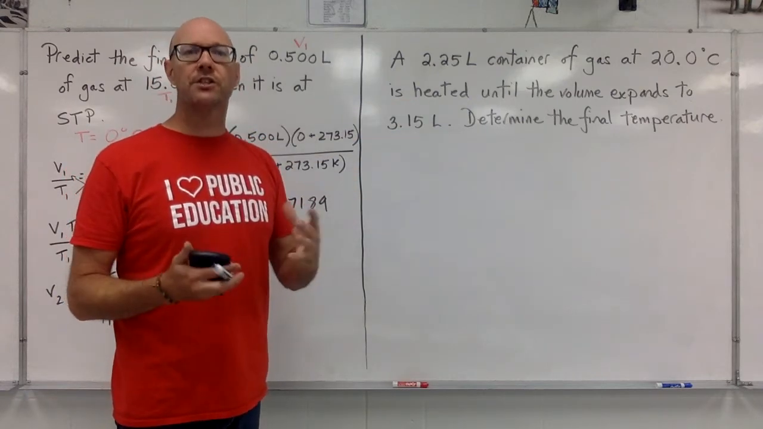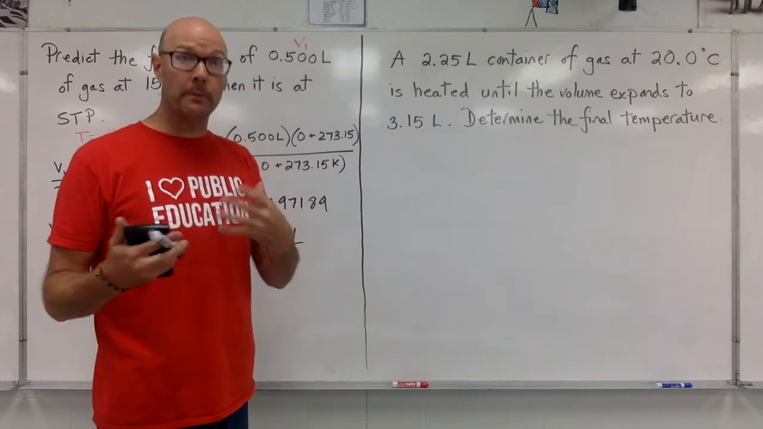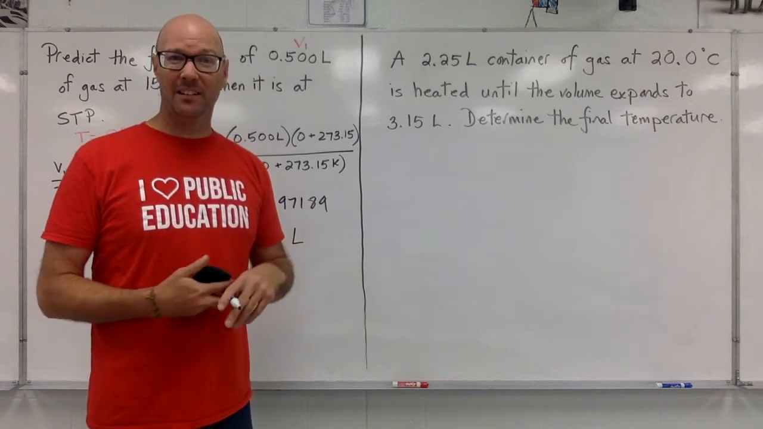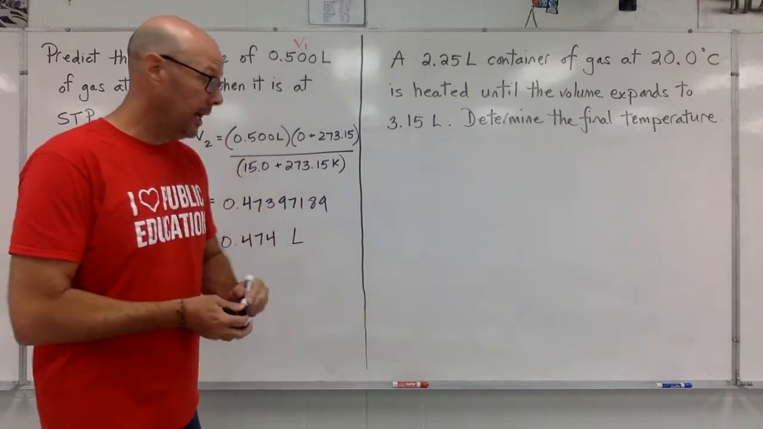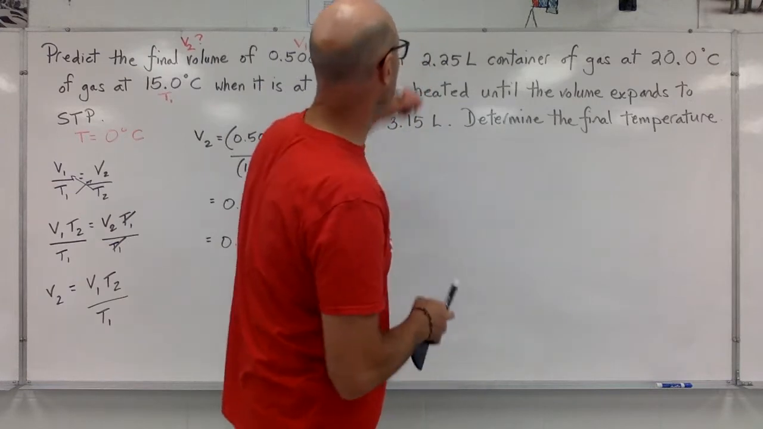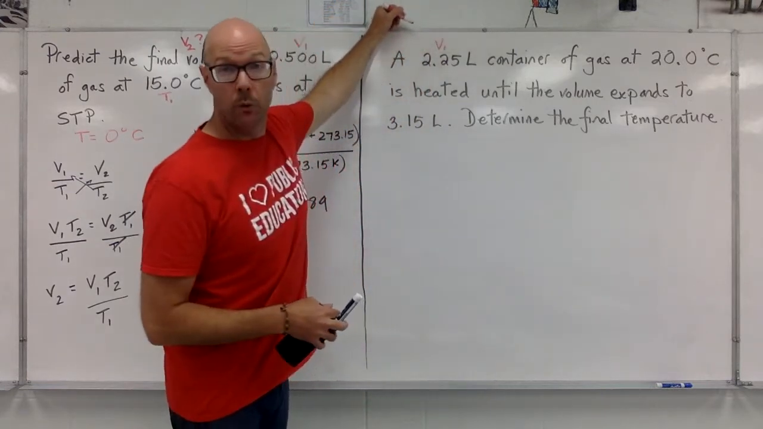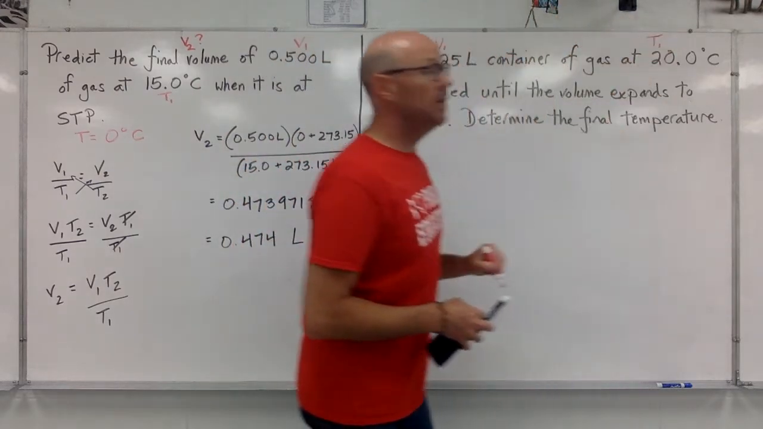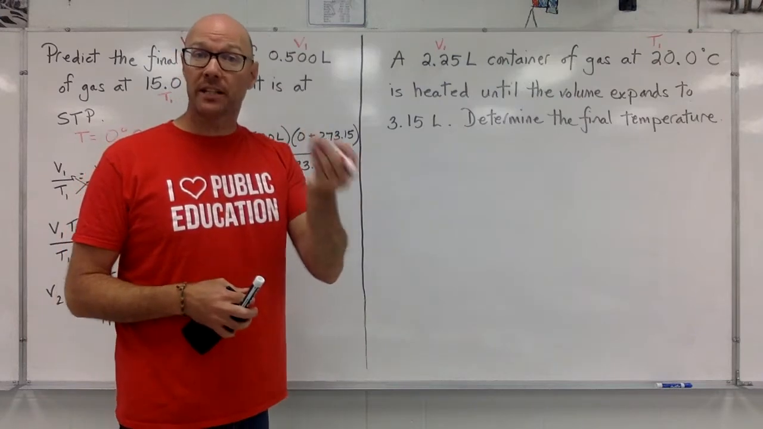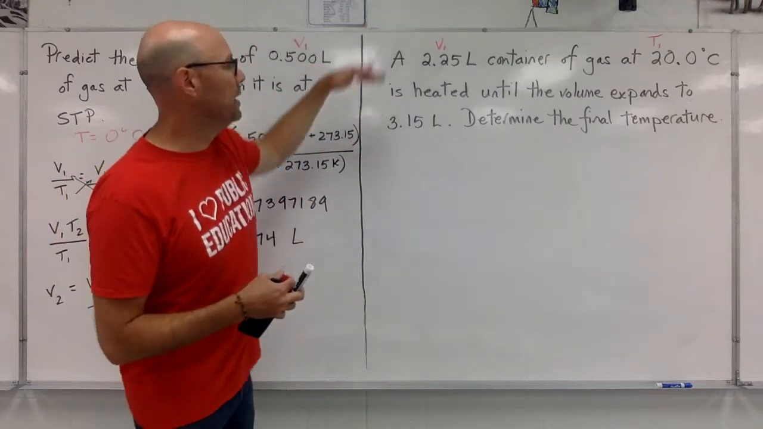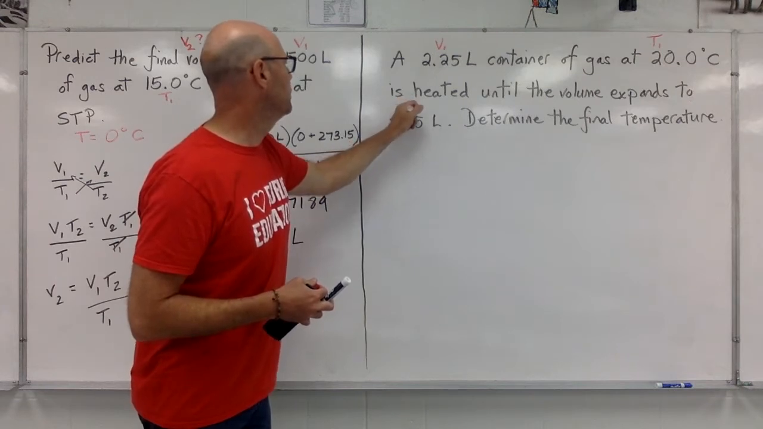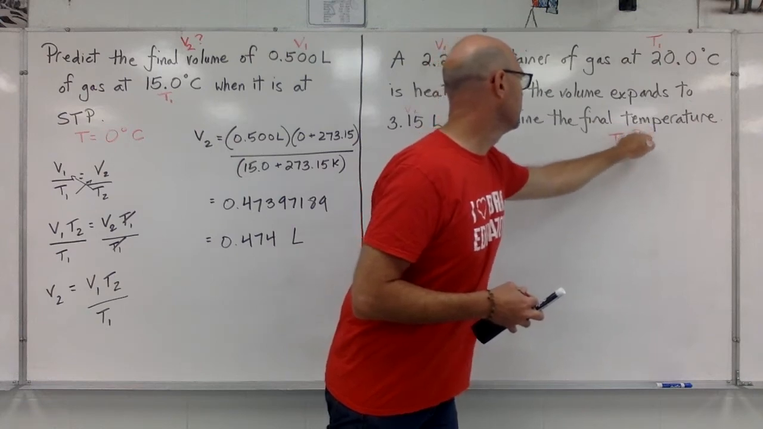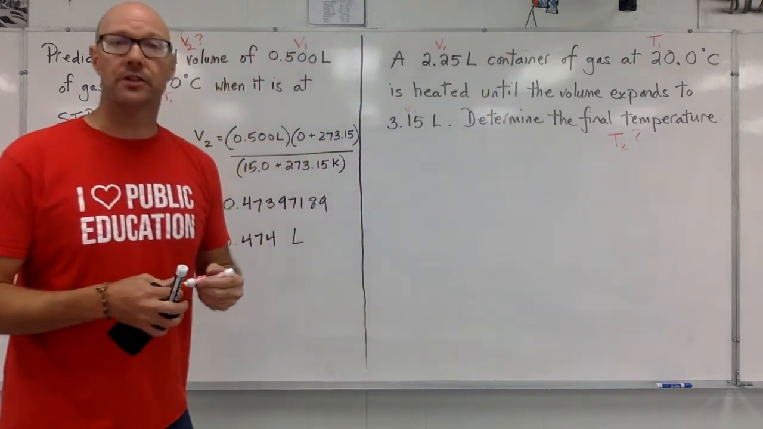There's all kinds of connections that we can make to help us give ourselves an idea about what the answer might be. I might feel comfortable diving right in. However, again, it's worth slowing down a little bit to throw some labels in here. 2.25, that's V1. It's at 20 degrees Celsius. That's T1. The volume expands. Notice that word expands makes the logical connection between the 2 volumes. This is V2. And determine the final temperature. We are looking for the second temperature, T2.